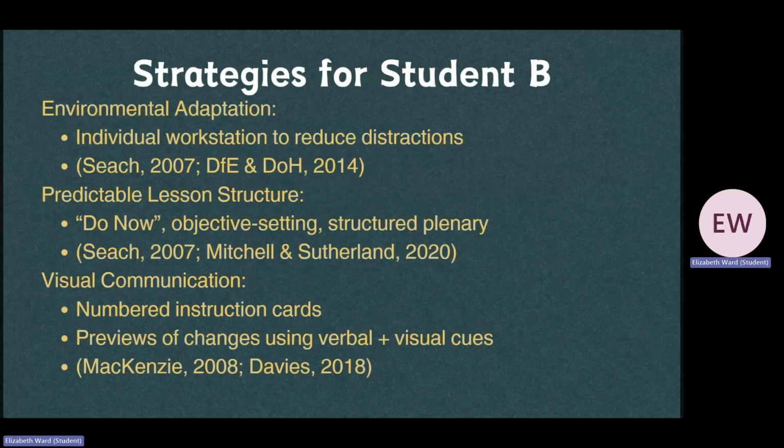For Student B, structure and predictability were key. I followed Search and Mitchell and Sunderland in establishing predictable routines, a do now task, clear learning objectives, and a structured plenary. To reduce processing demands, I provided visual instructions, numbered task cards on his desk, and previewed any changes to routine in both verbal and visual formats. This strategy mirrors Davies' guidance on using accessible tools in DT for SEND learners.